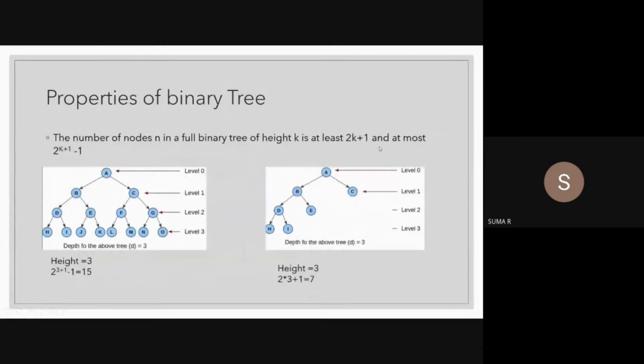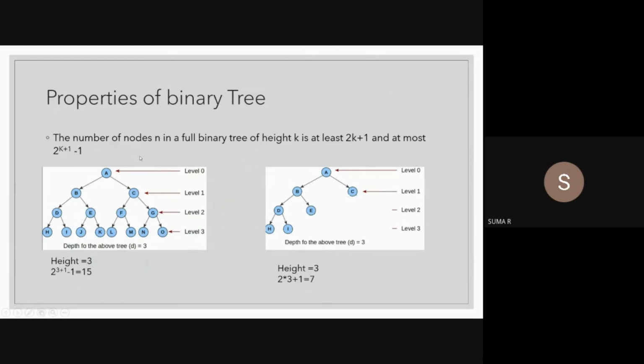Now, another property: the number of nodes n in a full binary tree of height k is at least 2k plus 1 and at most 2 power k plus 1 minus 1. That means in a full binary tree, the maximum number of nodes for a full binary tree of height k is 2 power k plus 1 minus 1.